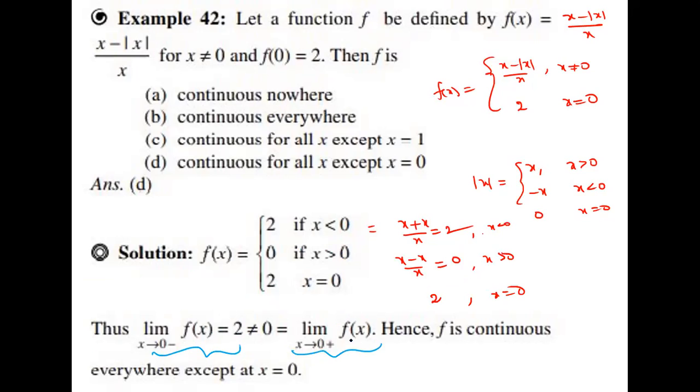So what are you observing here? f is discontinuous at x equal to 0. Conclusion: f is discontinuous at x equal to 0. The rest of the cases are continuous everywhere except at x equal to 0. Dear students, see what I'm saying? f is discontinuous. Why? Left hand limit and right hand limit are not equal.